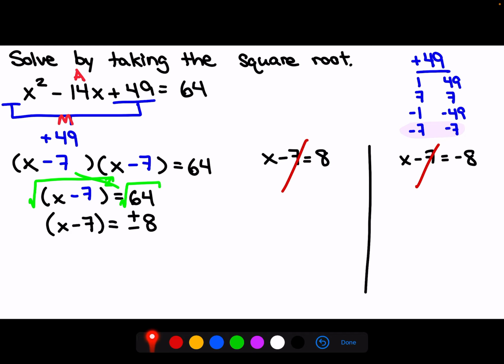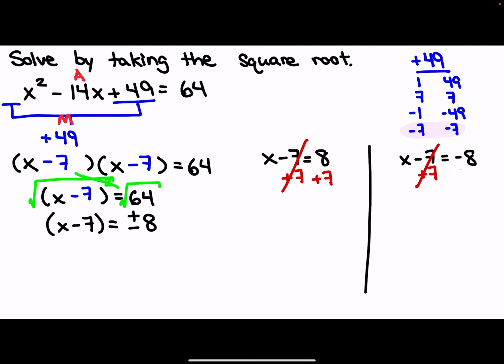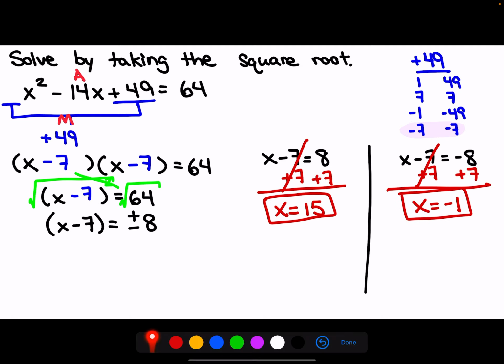At this point, we can go ahead and solve for x. I'll add 7 to both sides, giving me x equals 15 and x equals -1. And those are our two solutions. All right, let's go ahead and ramp up the difficulty a little bit.